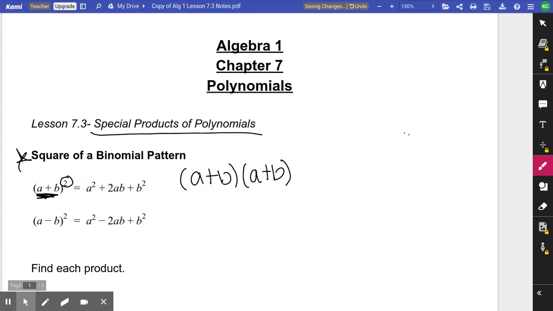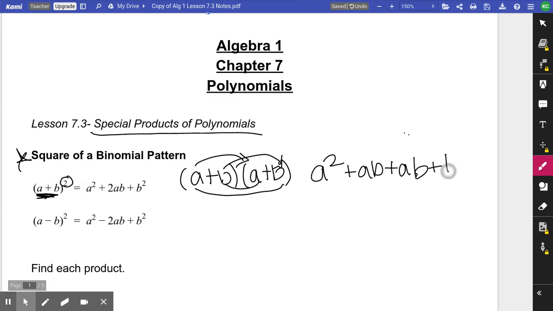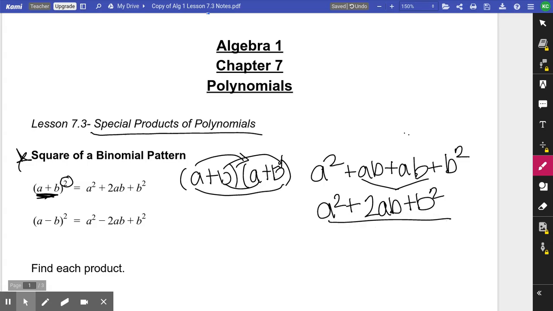Okay, so if we were to FOIL this like we learned, we would do first, so a squared. We would do outside, so plus ab. We would do inside, so plus ab. And then we would do last, which would give us b squared. So if I add my like terms together, I would get a squared plus 2ab plus b squared. Okay, so that's if we FOIL it.